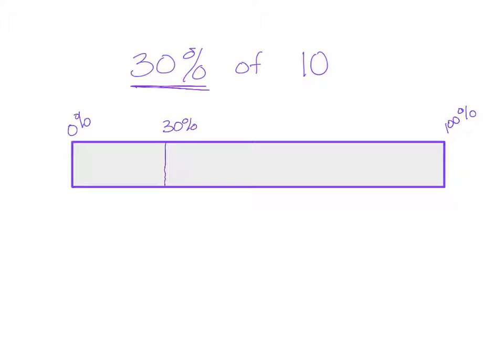And then what we have to do is figure out what 30% is of 10. So the whole is 10, or 100% is 10. So how do I get from 100 to 30? Well, I can't really do that. So what I need to do is make a different jump. So if I could get to, let's say, 10%, then I would be able to get to 30%, okay?